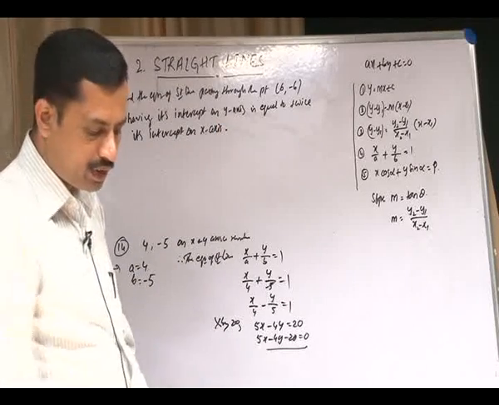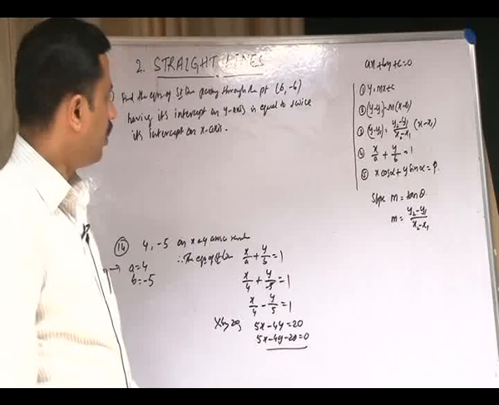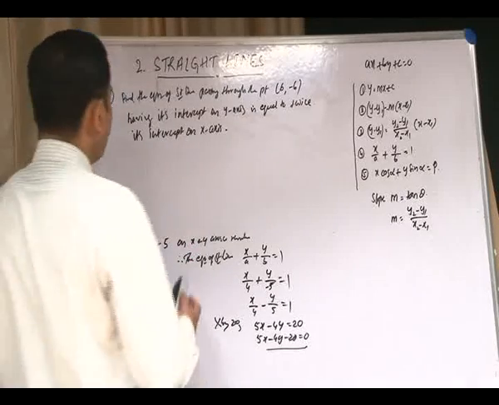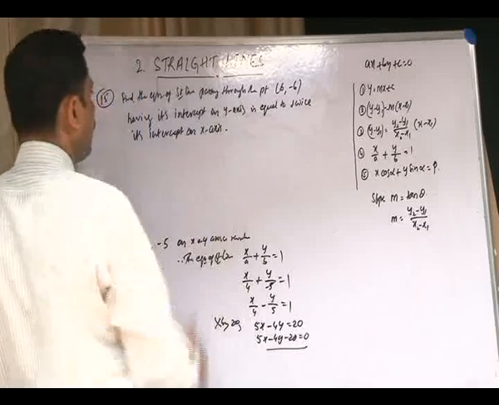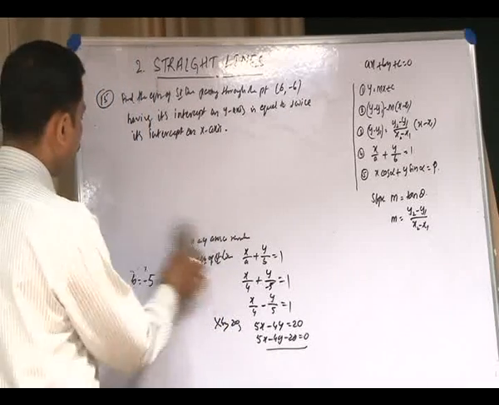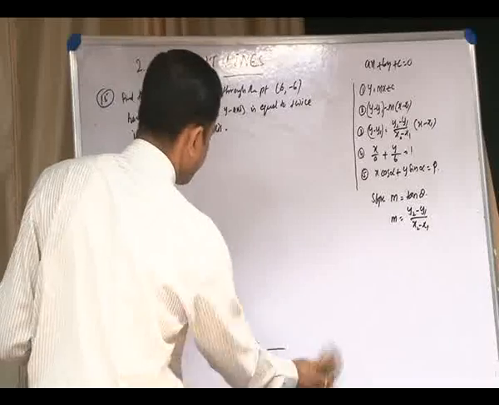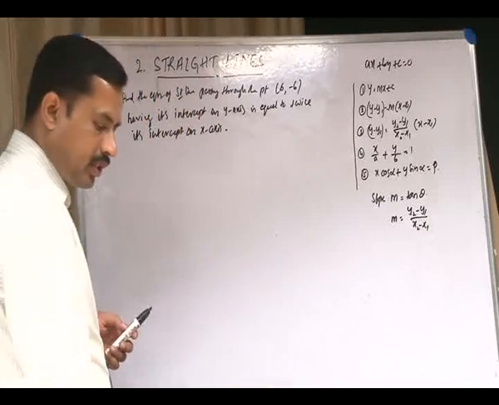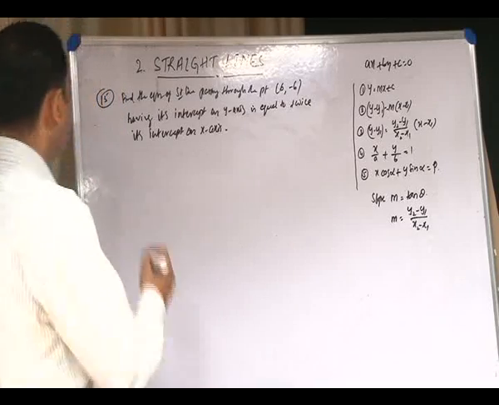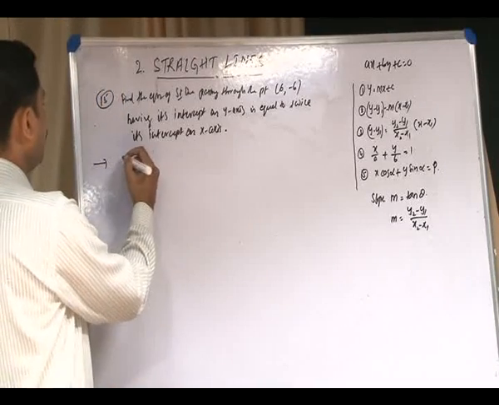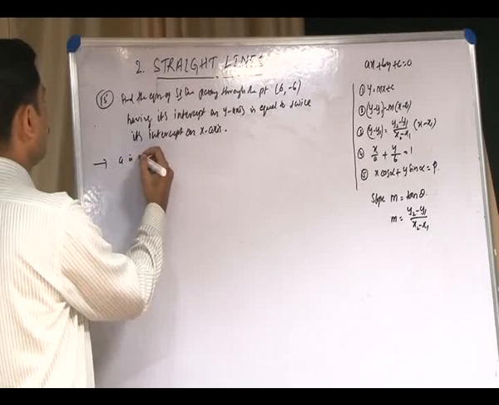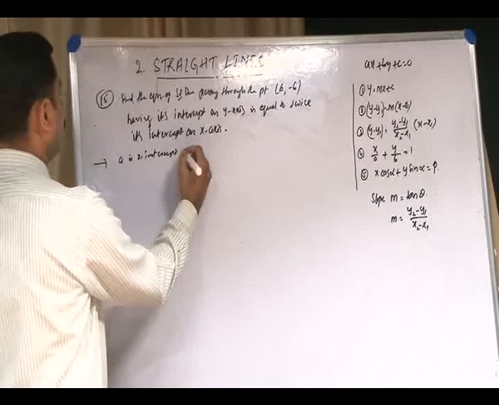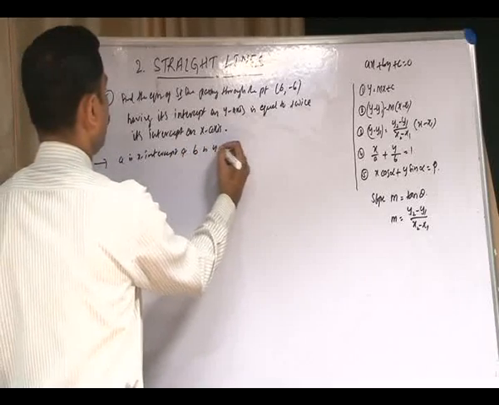So, I have to find the equation of a straight line passing through the point 6 comma minus 6 and having its intercept on y-axis equal to twice the intercept on x-axis. So, the x and y intercepts are not given directly, instead a relation is given. Suppose A is the x intercept and B is the y intercept.